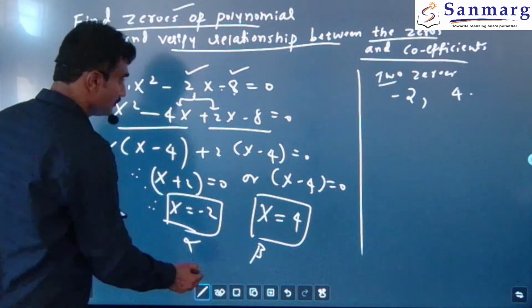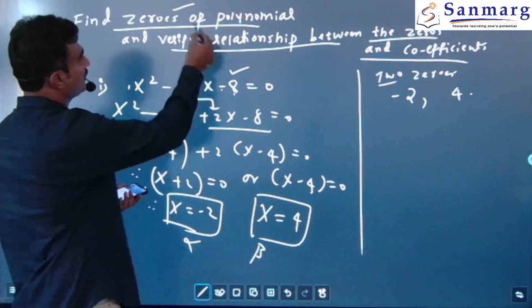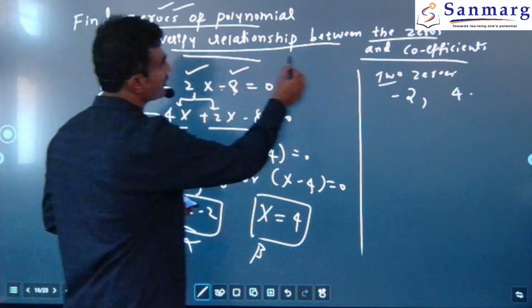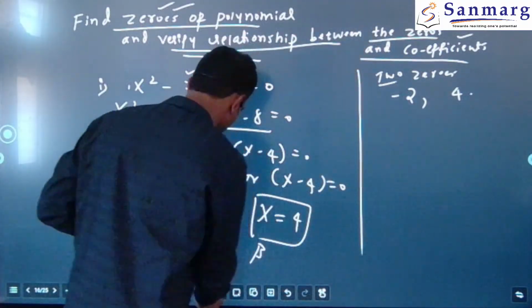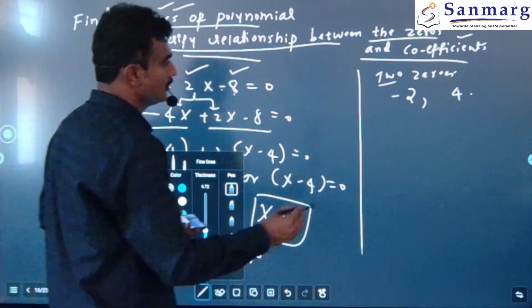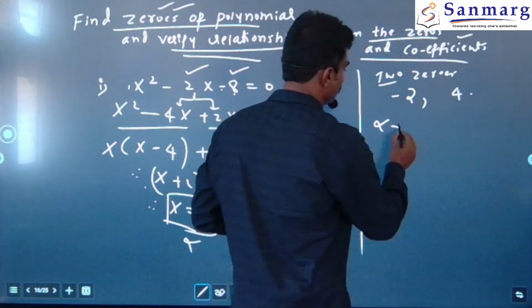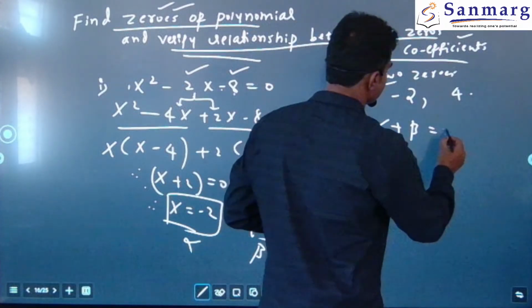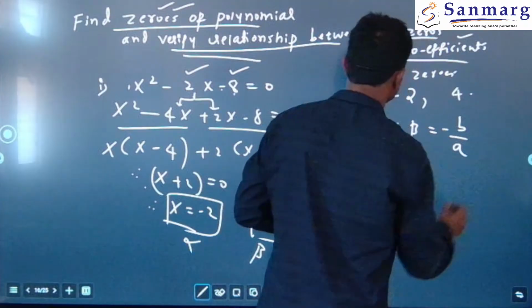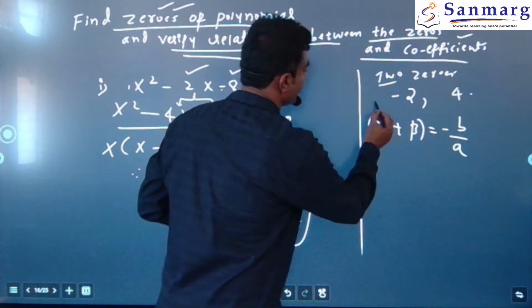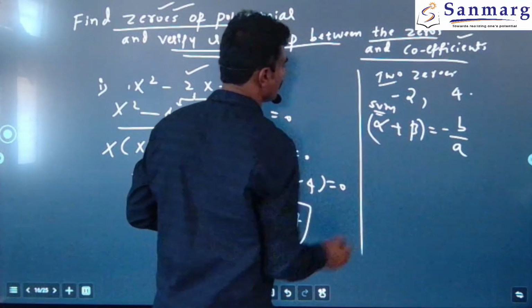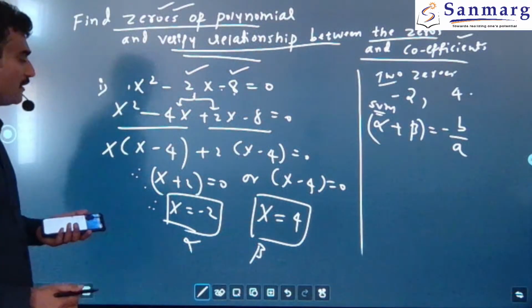And the next thing is, after finding the zeros, we have to verify the relationship between the zeros and coefficients. The relation is such that alpha plus beta is equal to minus b by a. So what does alpha plus beta indicate? Alpha plus beta indicates the sum of the roots.